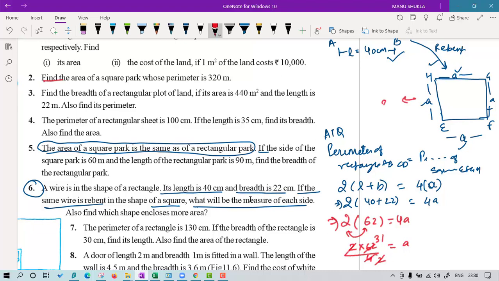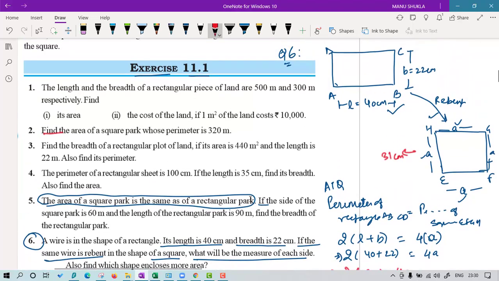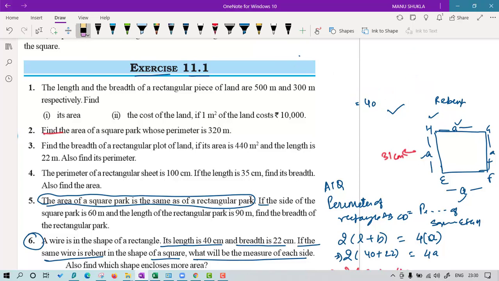In case of any problem in my solution, you can share it with me and I will correct it. So let me erase this. Now we'll see the next question.